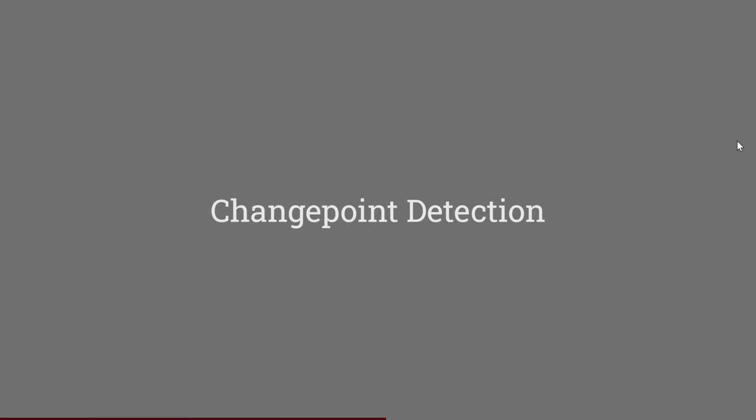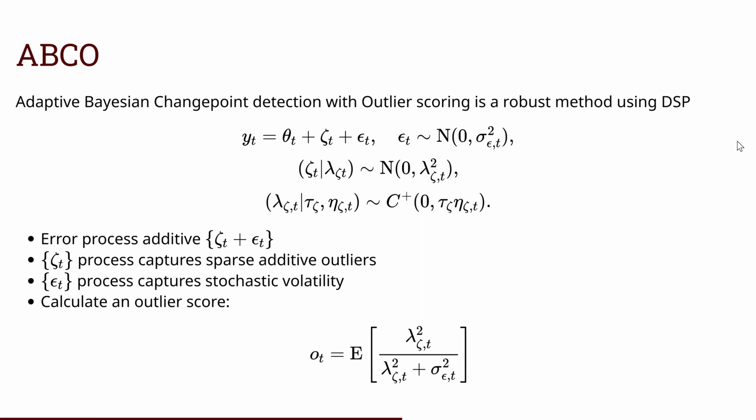Okay, so that was sort of background on estimating that smooth trend. Now we're going to talk about, okay, what if I also want discrete inference on when there is a change point? So we introduced this model, ABCO. We added 2 components to the model I already introduced.